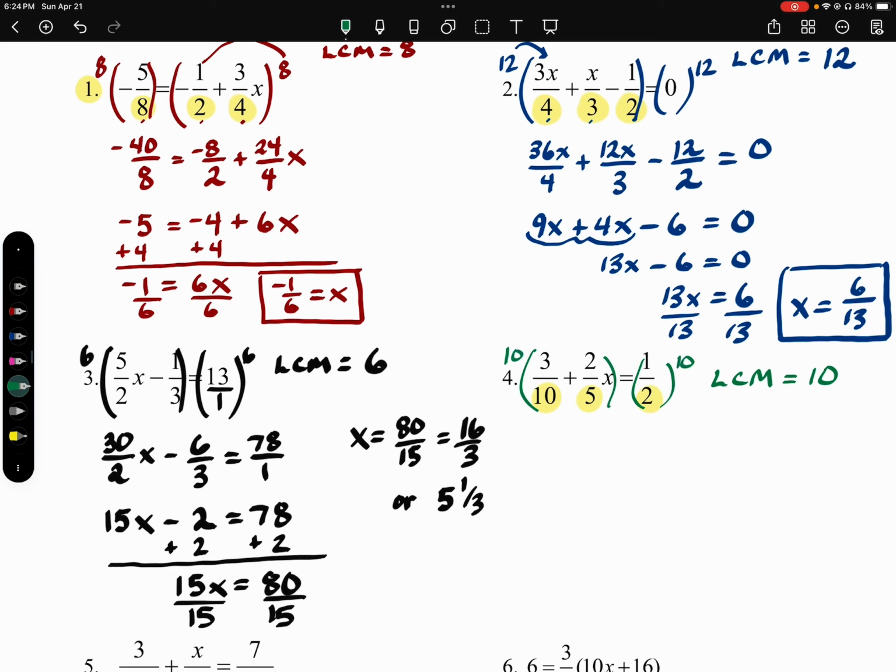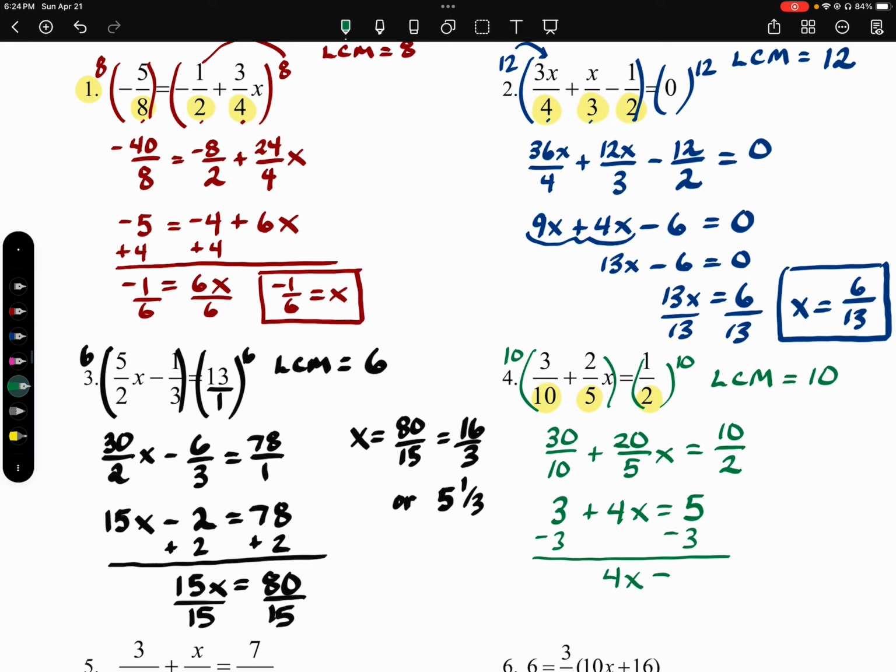See what we get. 10 times 3 is 30, so we have 30 over 10, plus 10 times 2 is 20, so we have 20 over 5x. 10 times 1 is 10, and that's over 2. Simplify those. We've got 3 plus 4x is equal to 5. That looks way easier to work with. Let's go ahead and solve for x by isolating it. We've got 4x is equal to 2. We divide by 4. We're going to get x is equal to 2/4, which is 1/2.